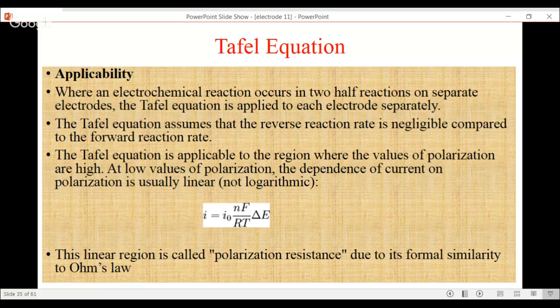Here, forward and backward is only a terminology. There is not a real difference. But what you are doing is, is it an anodic reaction or a cathodic reaction?